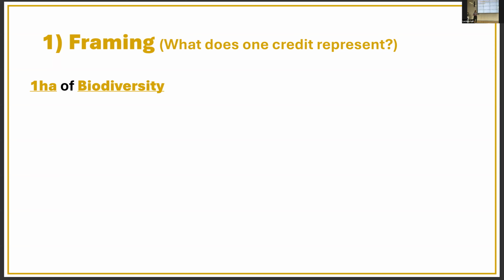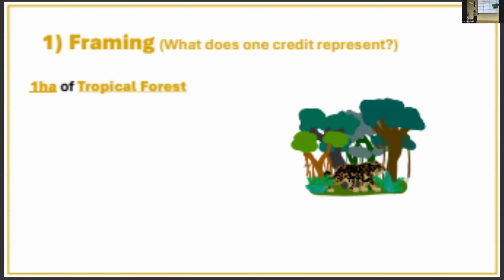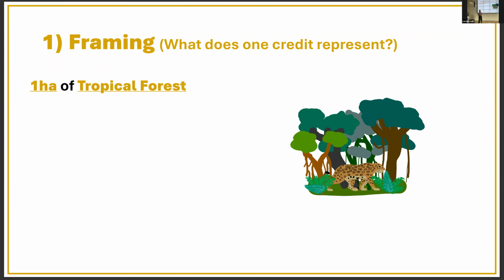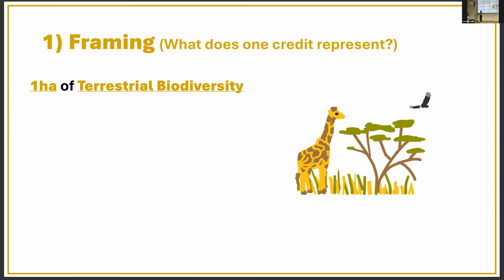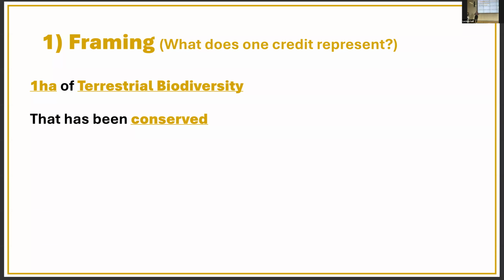Sometimes a company is defining it as it can be any biodiversity anywhere. Land or sea, doesn't matter. It's just a credit. It's just biodiversity. Others are more specific. There's some credits that are specific to tropical forests or to, say, just terrestrial biodiversity. And then the big kind of division in how credits are defined is whether they're representing conserved or restored biodiversity.